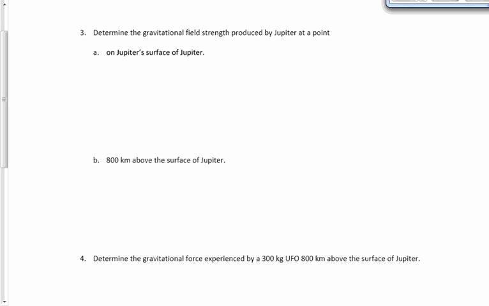Determine the gravitational field strength produced by Jupiter at a point 800 kilometers above the surface of Jupiter. Is Jupiter a producer or experiencer? Is it causing the field or is it experiencing a field? Really and truly, it's both, right? It produces a field of its own and it experiences a field caused by other planets and by the sun. But in this context, it's definitely a producer. Let's use the producer equation.